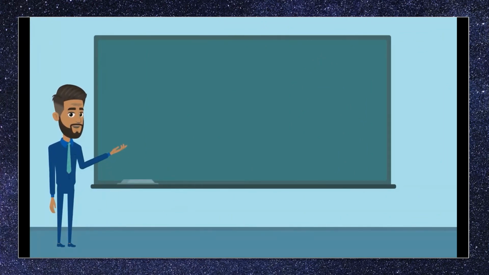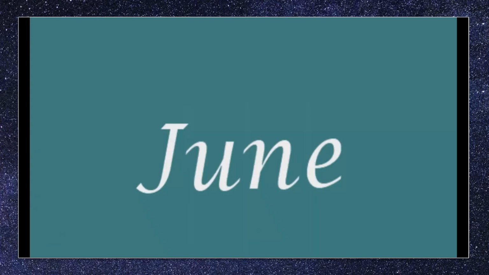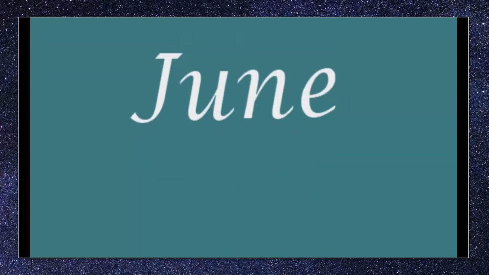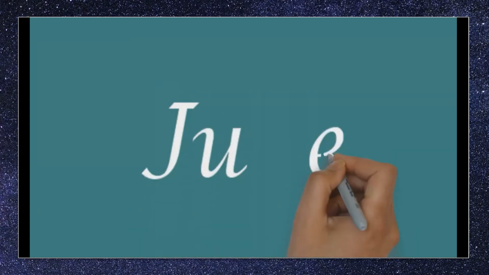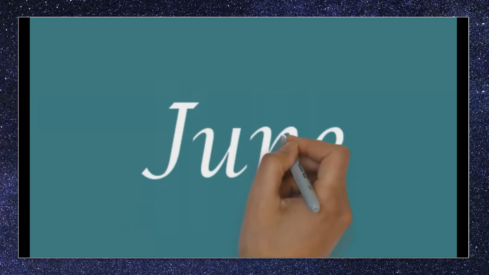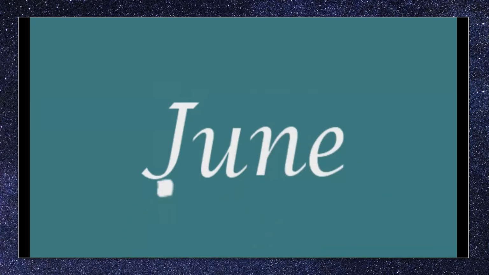So, which word in that clip had the OO sound? It was June. Let's practice. J, OO, and N. J, OO, N. June.